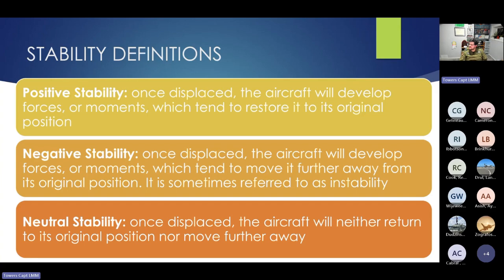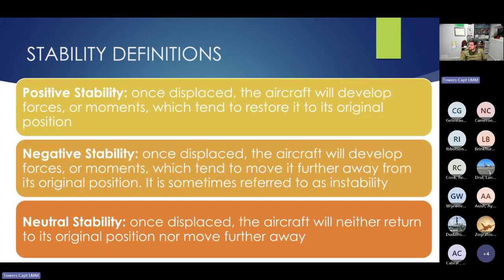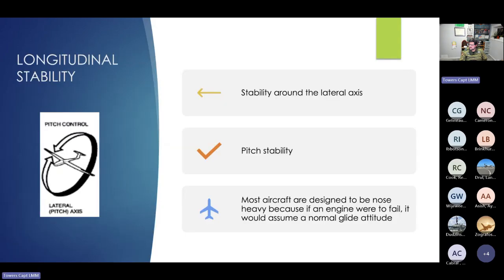A/C generally refers to aircraft. So under pitch stability, are we done on this slide? Okay.